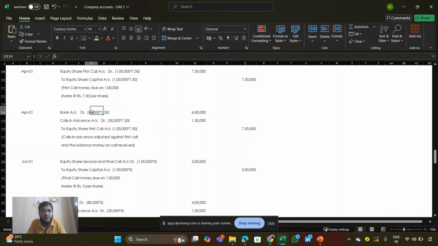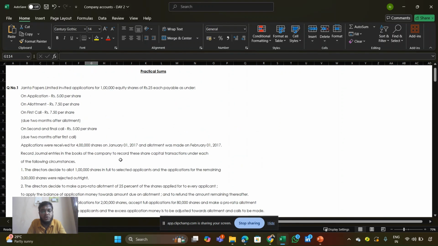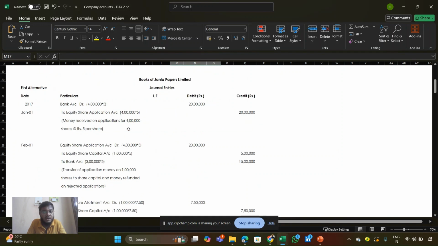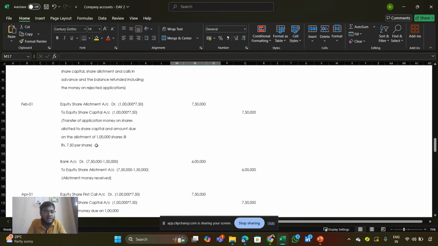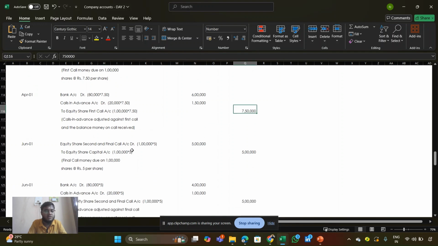80,000 shares into 7.5. It is given in the question itself, 80,000 shares we received and 20,000 will be rejected. So 20,000 will be pro rata, 2 lakh will be rejected, 80,000 will be made as received. Okay, that's what I mentioned here. 80,000 as a received entry, and the balance 20,000 will be adjusted in the applications, and the balance overall 1 lakh shares.